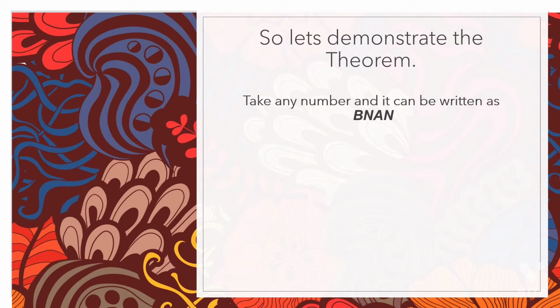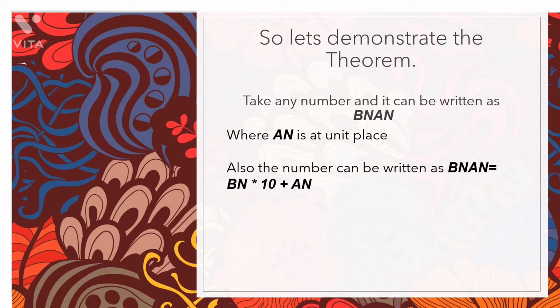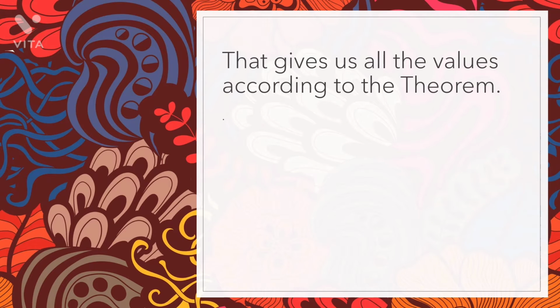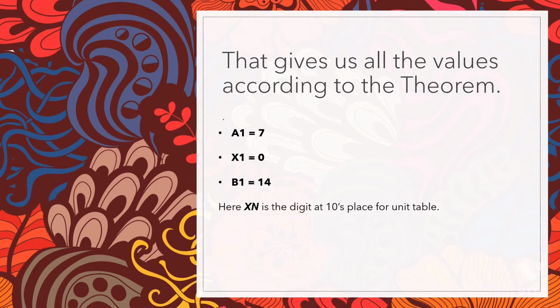So let's demonstrate the theorem. Take any hypothetical number and it can be written as Bn An, where An is at its unit place. Also, the number can be written in the form of Bn into 10 plus An. For example, let's take 147, which can be written as 14 into 10 plus 7. That gives us all the values required for this theorem, which are a1 equals 7, x1 equals 0 and b1 equals 14. Here xn is the digit at the tens place for the unit table.